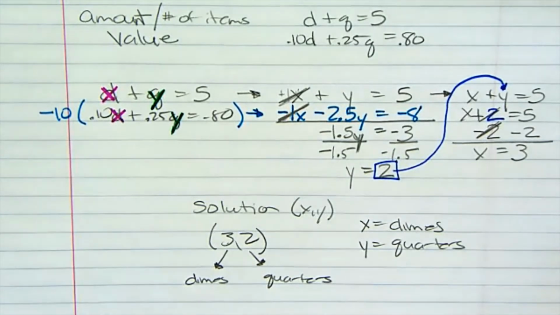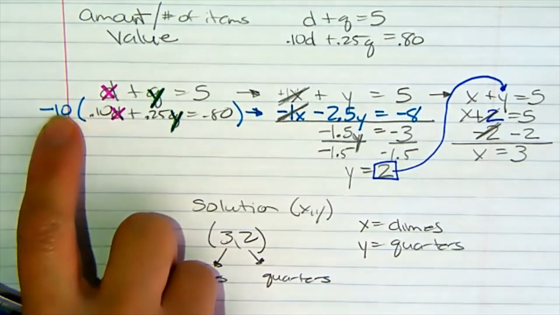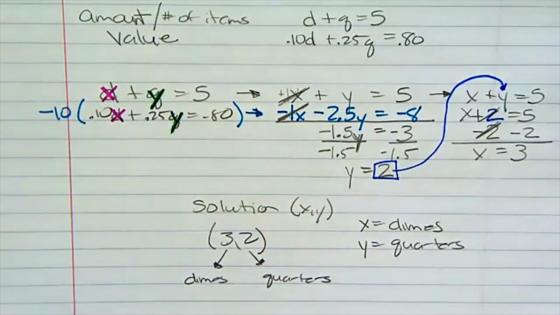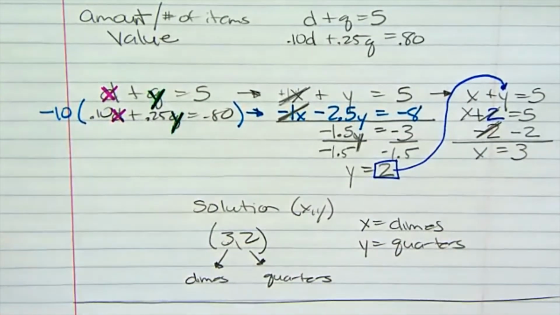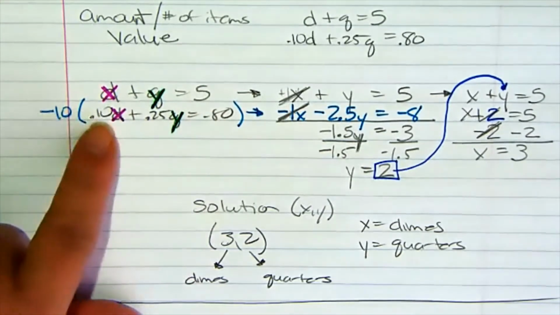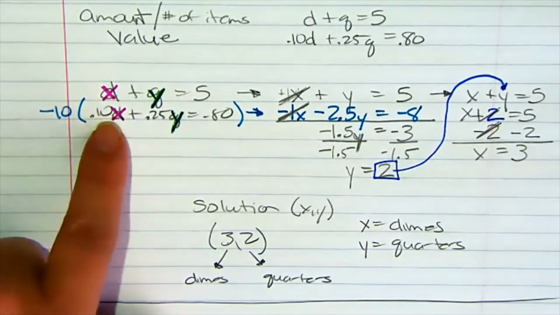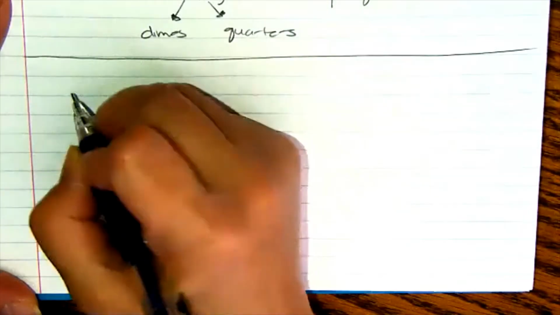Okay, now last period I had a student ask me, well, what if I don't want to multiply that by negative 10? What if I multiplied the top equation by negative 0.10? Okay, let's try that. Let's see, because decimals are kind of funky. Everybody sees decimals differently. So here, what he wanted to do was he wanted to multiply this top equation by negative 0.10 to eliminate the x's. Well, let's see what happens.